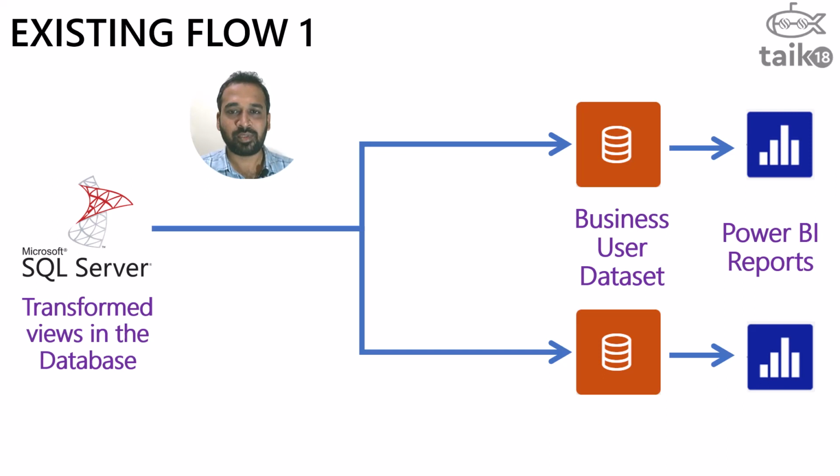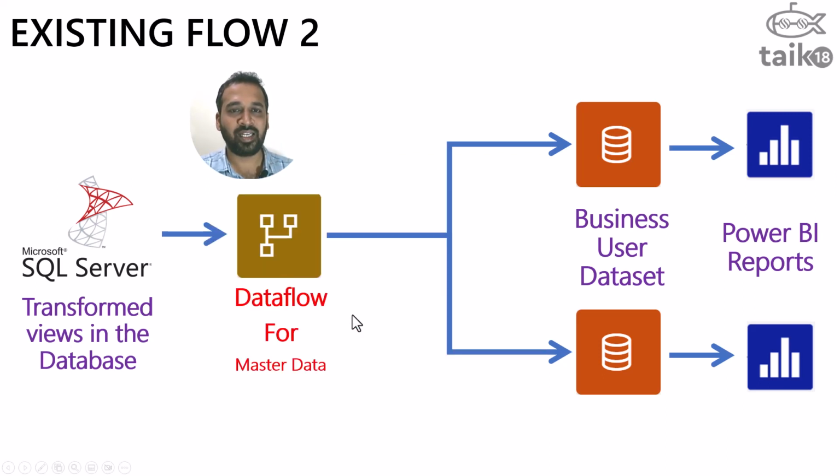Some of the companies follow the next method, where they transform the views and database everything on the backend, and then they bring it in as a dataflow for the master information, like the calendar date information, the customer master, employee master, or vendor master, so that they can use the same information in multiple places. That's the second approach that most companies follow.